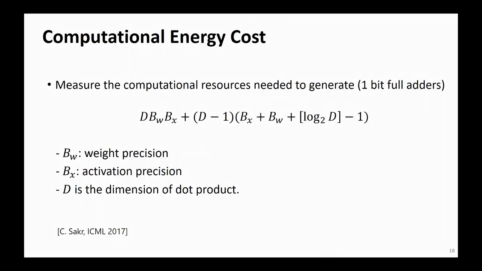Energy cost of a CNN consists of two parts. The first one is the computational cost, which is straightforward to calculate. For example, in this slide, the computational cost can be defined as the total number of 1B full adders, where the total number of full adders associated with a dot product between a B sub W bit precision weight and the B sub X bit input is captured by this equation.